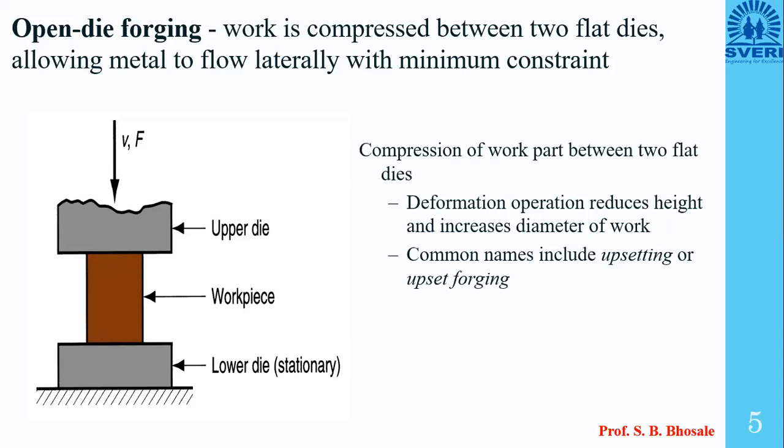From the upper side, there are two notations. If the screen is visible to everybody, there are two notations. One is V, comma, F. What is meant by V? V is nothing but the velocity of the upper die, at what velocity the upper die is moving downward. And F is nothing but the force created by the upper die.